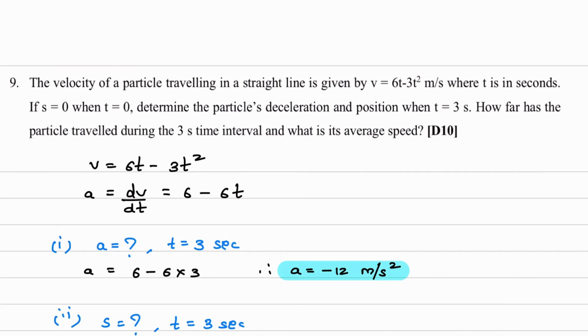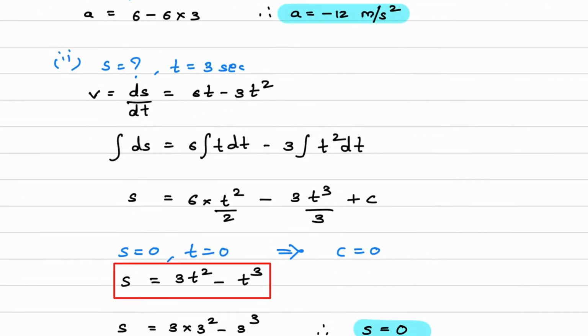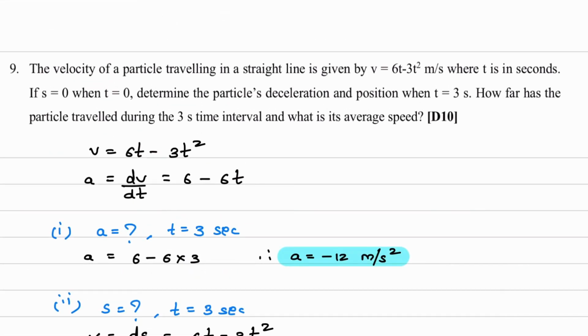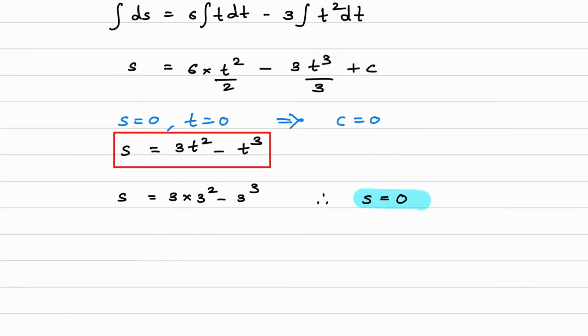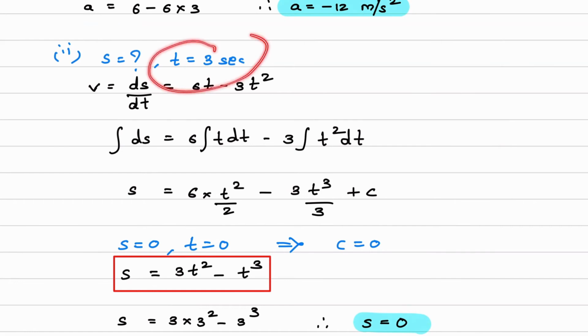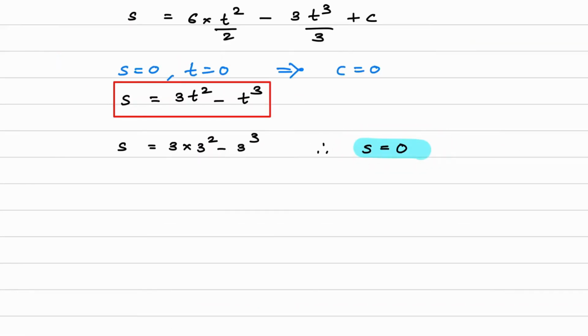Now, what is asked in the next part of the question? How far has the particle traveled during the 3 second time interval and what is its average speed? So basically here distance is asked, the total distance traveled by the particle. Initially, when t is 0, what is the position of the particle? It is S equal to 0. Then when t is 3 seconds, what is the position? It is 0. The particle started here at t equal to 0.